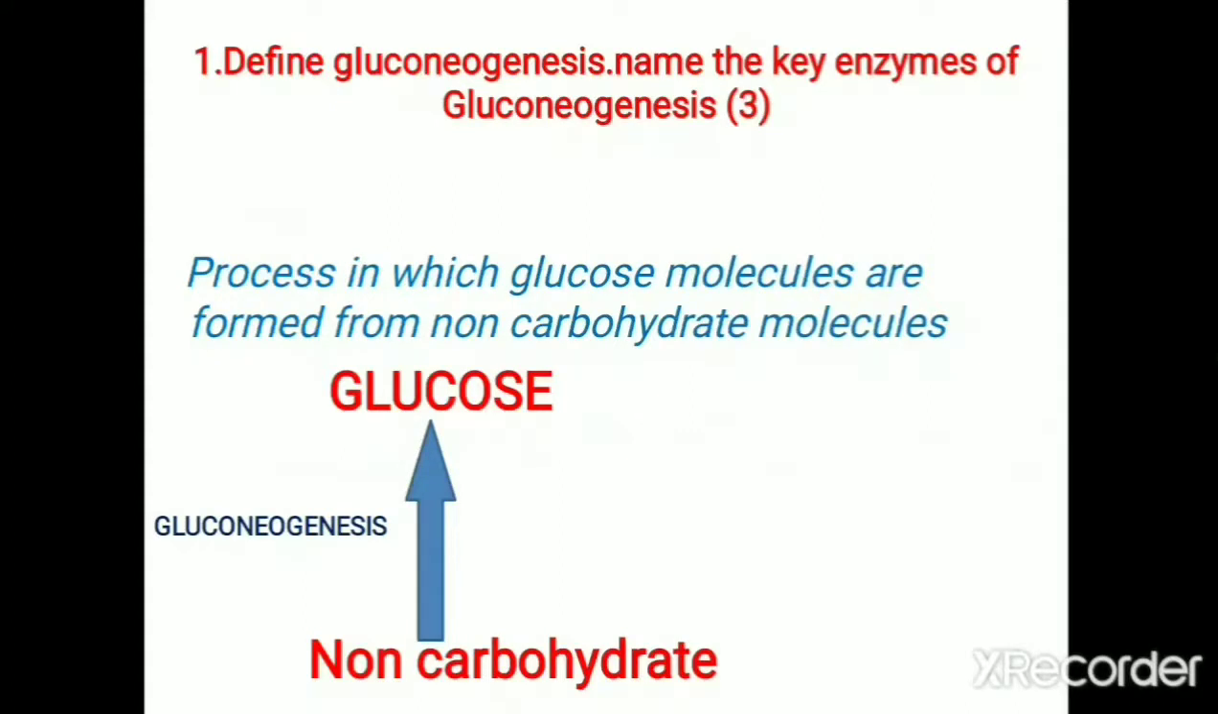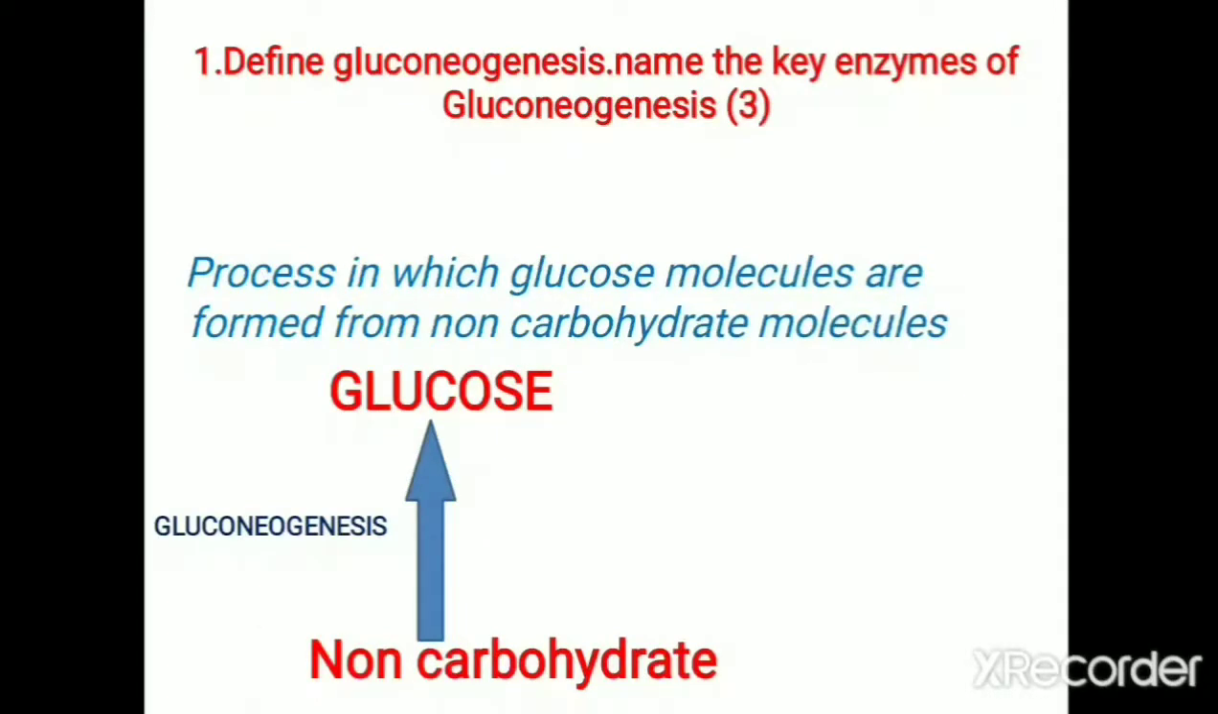While writing this definition of gluconeogenesis, the important thing is that gluconeogenesis is the formation of glucose from non-carbohydrate. Glucose is a carbohydrate molecule, so a carbohydrate is produced from a non-carbohydrate molecule. By definition, it is the formation of glucose from a non-carbohydrate molecule. So that is the definition of gluconeogenesis.